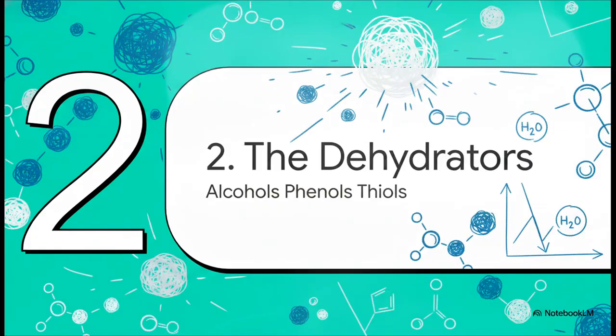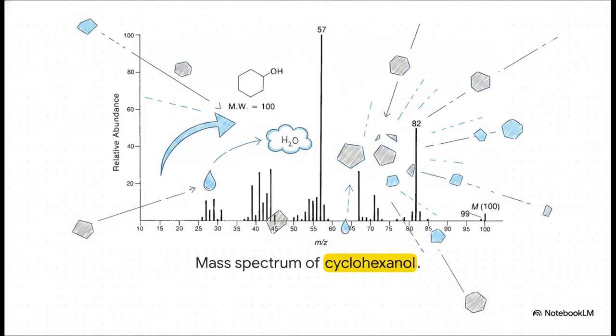Moving right along to Section 2, the dehydrators. This includes alcohols, phenols, and thiols. Alcohols are pretty notorious in the mass spec world. Why? Well, they often have super weak or even completely absent molecular ion peaks. The reason is they are just incredibly eager to lose a water molecule and stabilize.